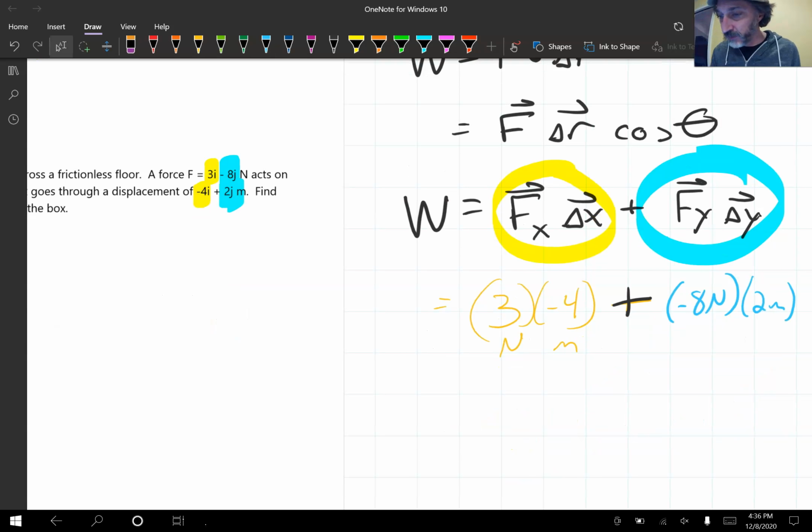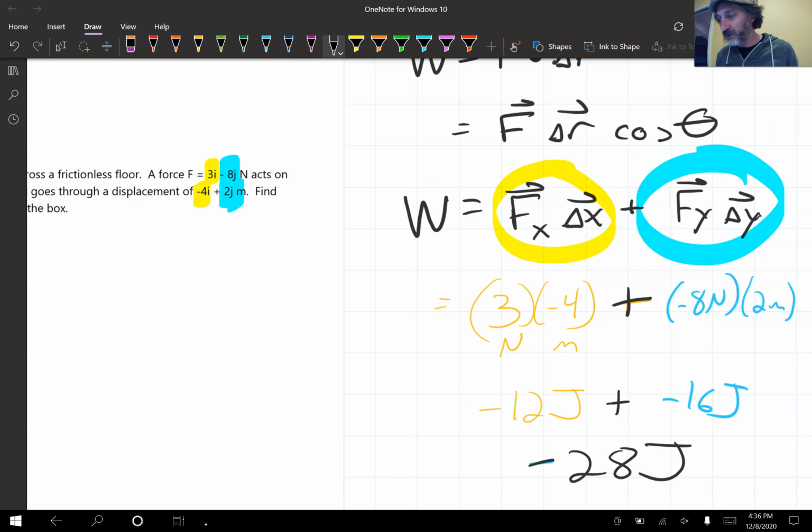So what does that give us? Let's see. What is 3 times negative 4? That's negative 12 joules plus negative 8 times 2 is negative 16 joules. Add them together. Holy moly, you get negative 28 joules. That's cool. All right, sooner or later when you get to college or sometime you'll learn about these dot products and why they're useful. That's our first exposure to it.